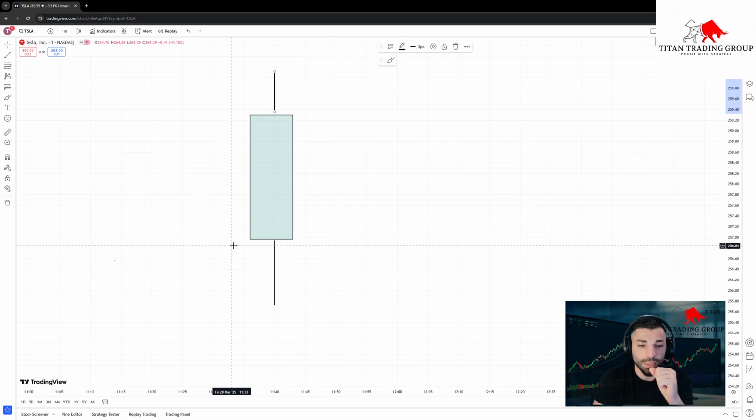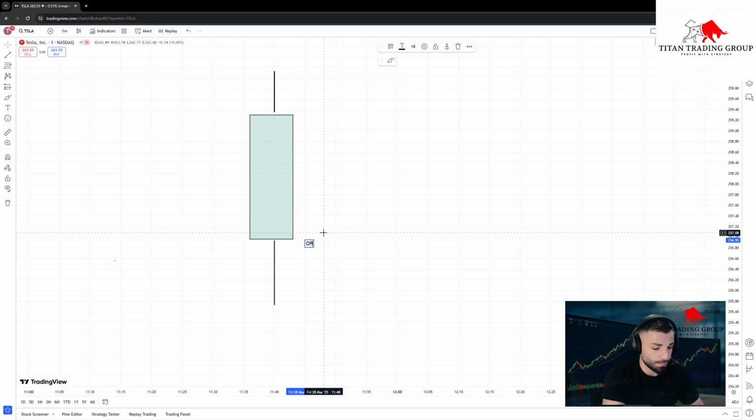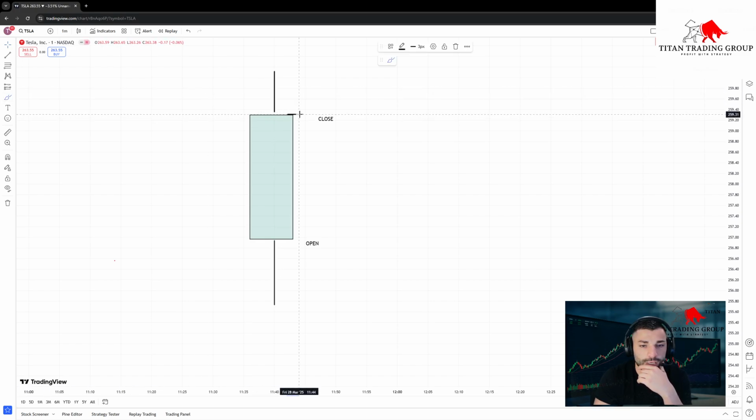So why are they shaped like that? For a green candle, we have four things for each candle. We have the open, the close, the high, and the low. So over here, we're going to have the open. Okay. Over here, we're going to have the close. So this area here is going to be the close of the stock. This area here is going to be the open.